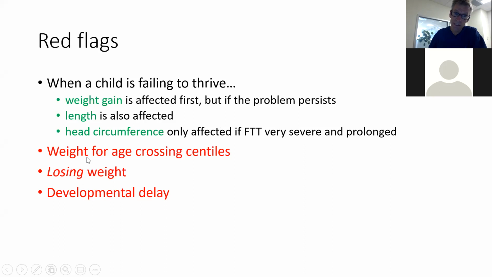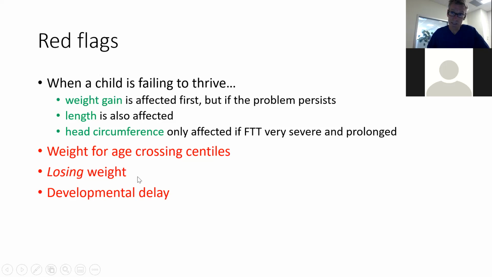But if we see a child with a weight for age that's crossing centiles, and often that starts to occur around about 3 or 4 months when breast milk supplies are waning and complementary feeding is maybe introduced quite early, or beyond 4 to 6 months when complementary feeding is introduced and there's inadequate volume or inadequate numbers of feeds, or some problem with the complementary feeding, then the weight will be crossing centiles, and that should be a red flag, so that we don't only detect failure to thrive when there's severe malnutrition.